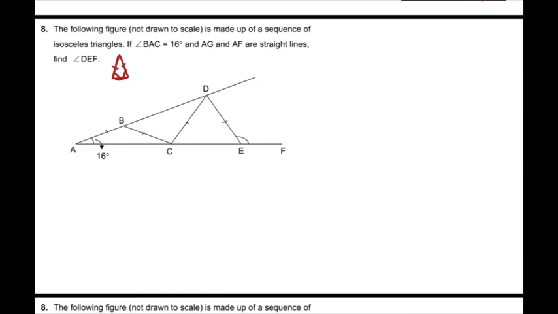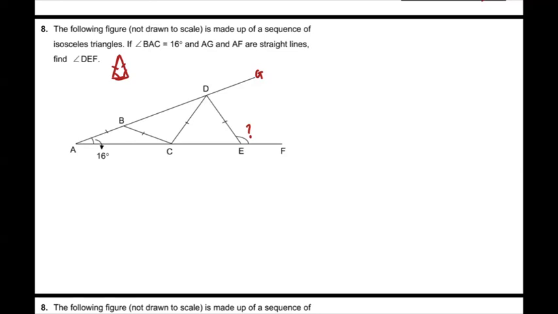Where is G though? I would think G is here. Okay, so AG and AF are straight lines. Find BEF. So the angle that you're supposed to find is this one. Okay, so when you see this type of question, the first thing you should do is to identify or write down all the angles that you know.